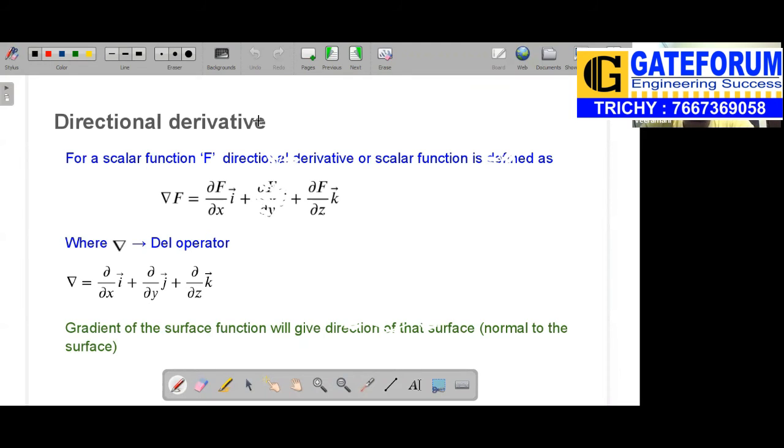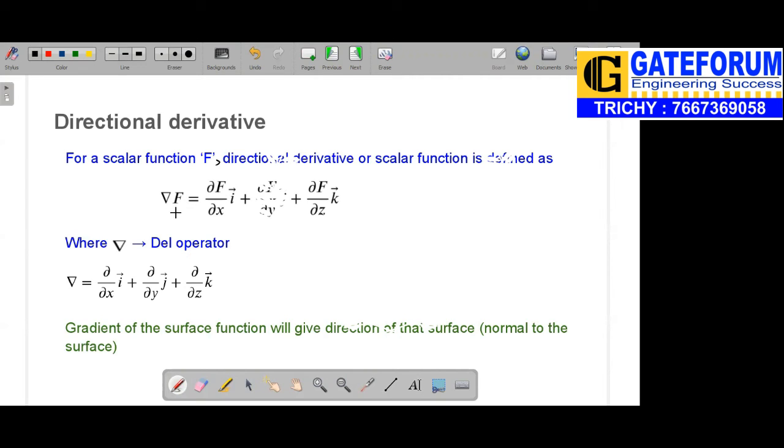Okay fine. So for a scalar function f, okay, let's take a function. Say this f is the movement of a flight. For a scalar function f, the directional derivative. A scalar function is defined with del f, as we say. Okay, so f is a scalar function.